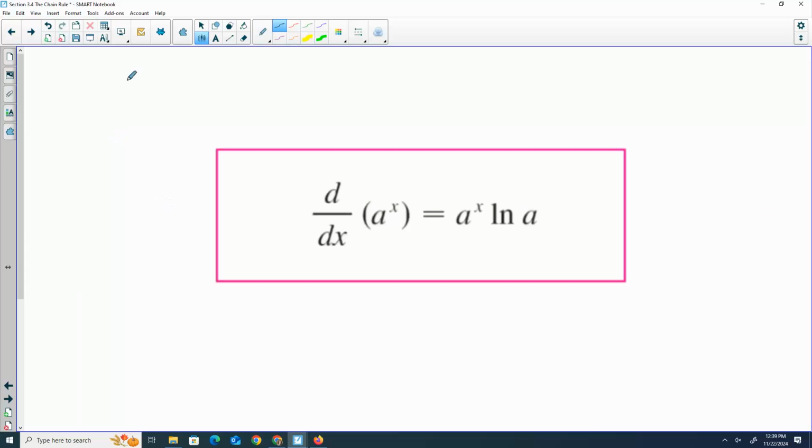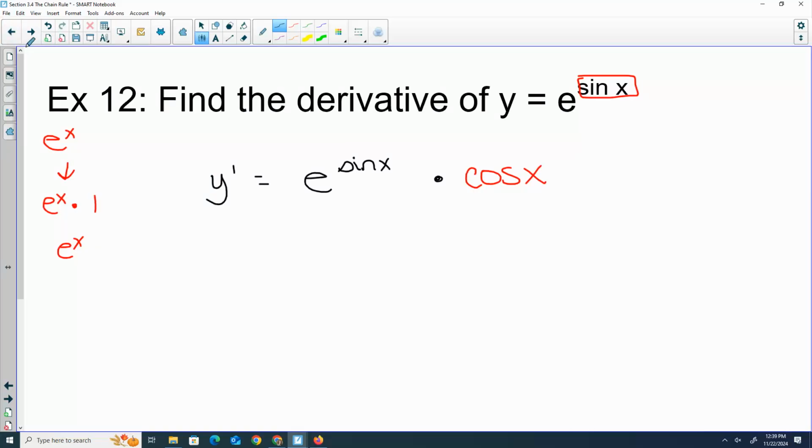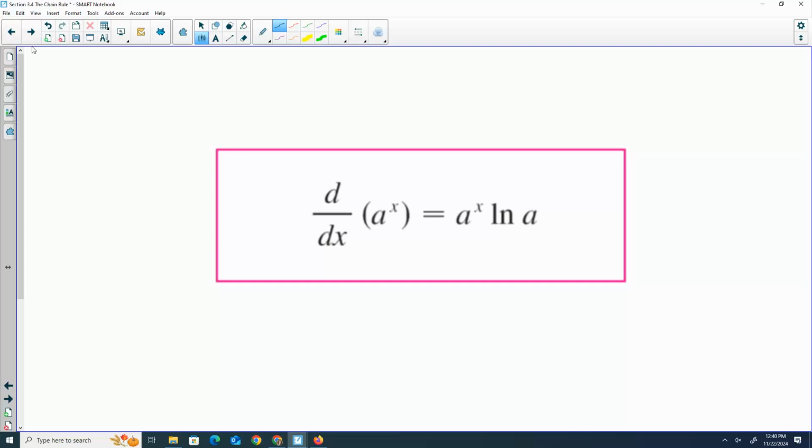Isn't there more to do there? Nope. The derivative of e to the power is e to the power. Oh, okay. I mean, you could write the cosine in front. Yeah, I just thought that there was another part.